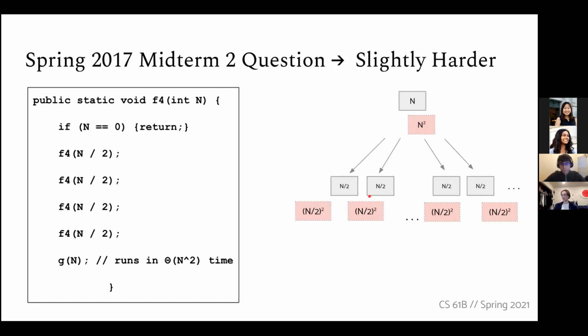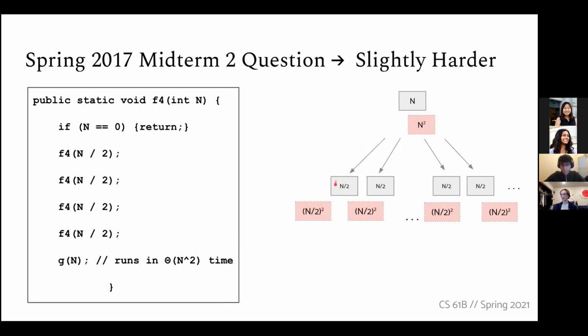Okay, so now that we understand the height of the tree and the number of nodes per layer, let's try to understand how much work is being done per layer. So at the topmost layer, we do n squared work. The next layer, let's try adding up all of the work done per node. And this work is coming from this g of n term, where we are doing theta of n squared work for each node.